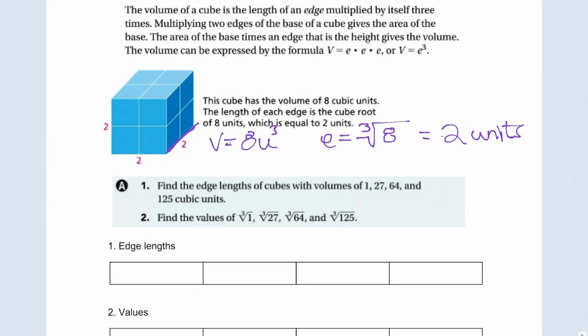All right, so if your cube has a volume of 1, your edge length is also going to be 1 unit. Volume of 27, edge length is 3. Volume of 64, edge length is 4 units. And then a volume of 125 cubic units, well, your edge length is going to be 5.